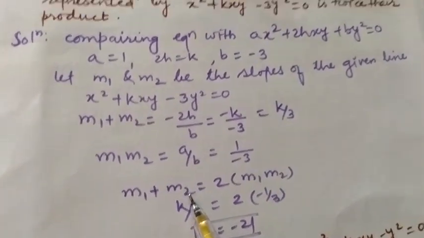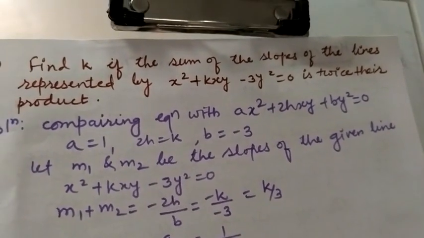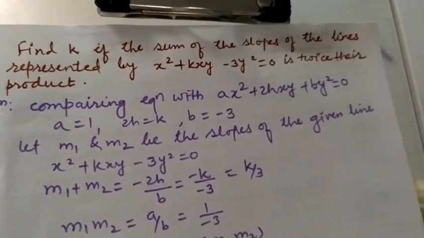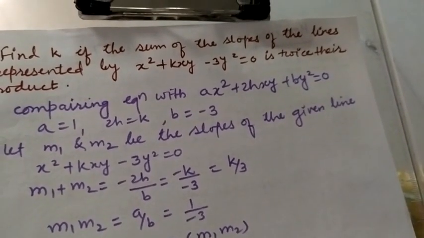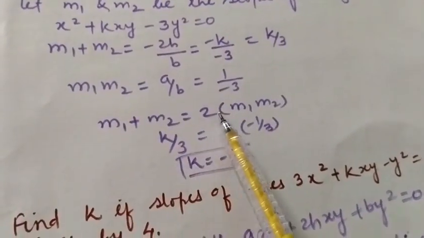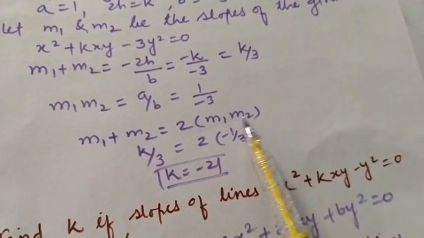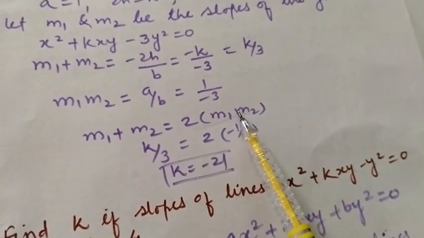Now what is the condition given? You can see the problem: the sum of the slopes of the lines represented by this is twice their product. So the sum is equal to twice the product, which is 2 into the product.